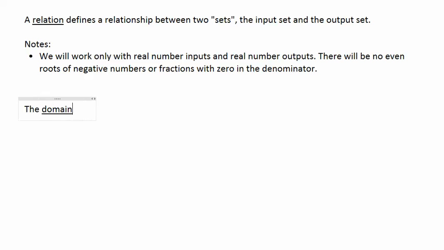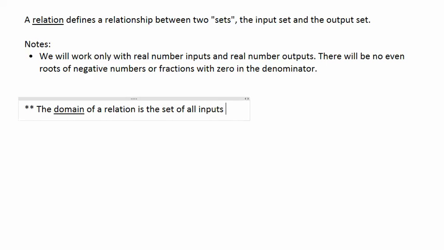The domain of a relation, okay, this is a very important word. Domain of a relation is the set of all inputs. A lot of people remember domain simply as inputs, and that's correct, but you have to be a little more specific. The domain of a relation is the set of all inputs that have real number outputs. You can see later on when we look at function notation that sometimes inputs may give non-real number outputs, and so those inputs are not in the domain.